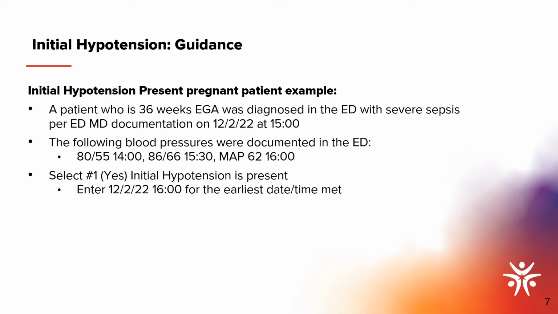However, 86/66 at 1530 is not considered abnormal for this patient population. So we would have to exclude this in determining initial hypotension. So then we would move on to the MAP of 62 at 1600. So yes, this patient does have initial hypotension, and you would choose the 1600 for the earliest date and time that initial hypotension was met.